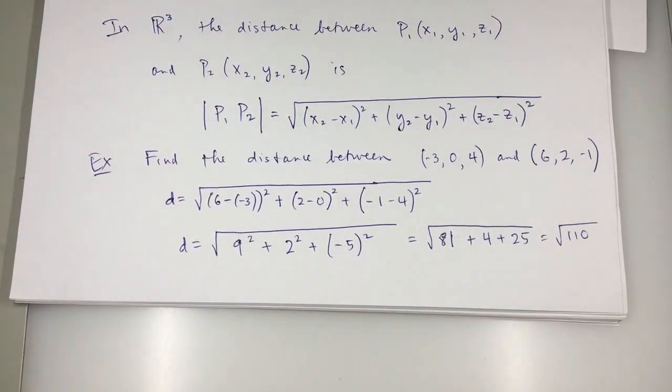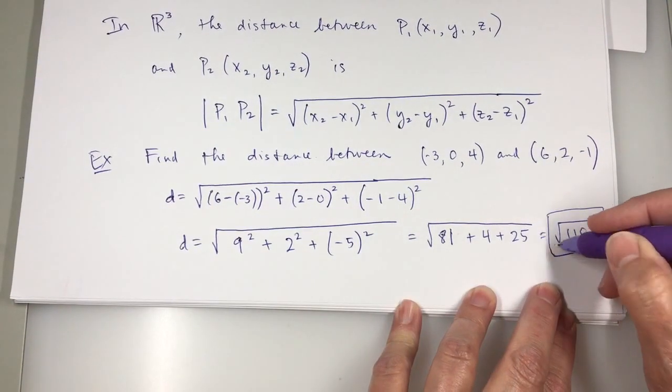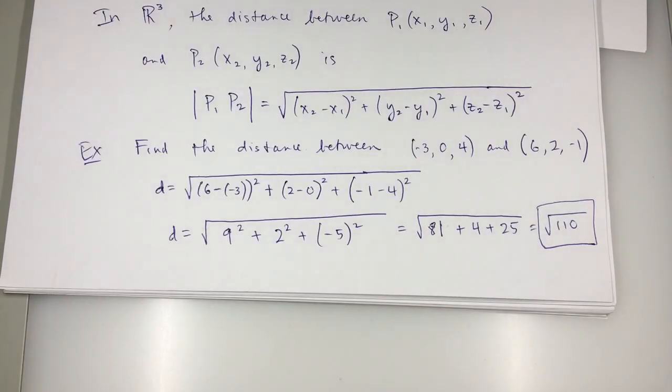Square root of 110. On the test, I would prefer that you leave the answers in exact form. I know you could plug this in the calculator and get a decimal. Depending on what you're finding this for might determine whether or not you want the decimal or the exact form.